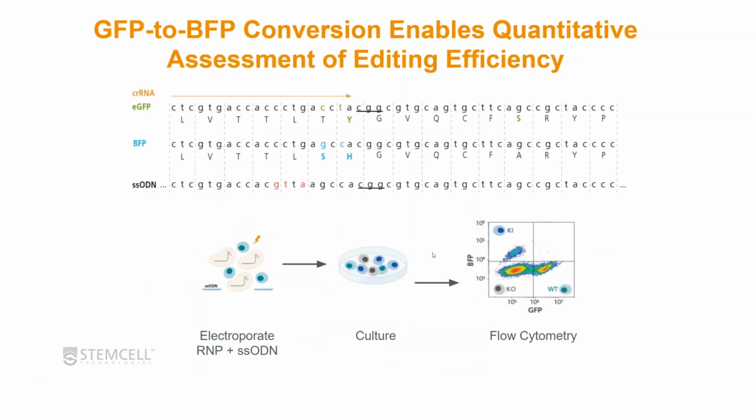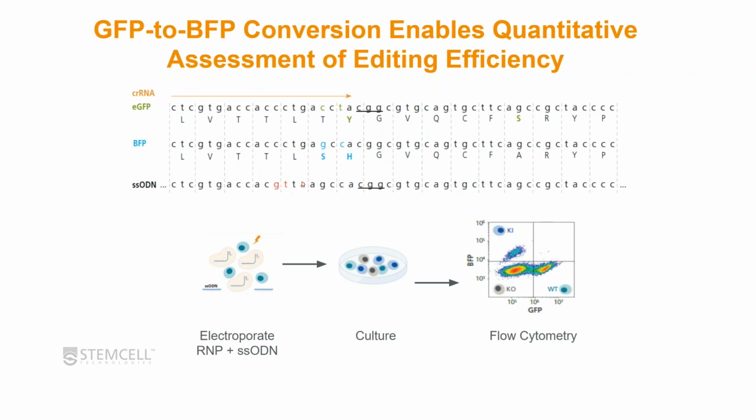In order to develop this optimized workflow, we utilized the GFP to BFP conversion assay, which enables quantitative assessment of editing efficiency. This is because the GFP gene differs from BFP by 2 different nucleotides. And so you are able to target this region of the genome using a CRISPR RNA sequence to GFP. And then you can deliver a single-stranded donor DNA template that's essentially identical to the GFP gene, except it contains the nucleotides that convert it to BFP.